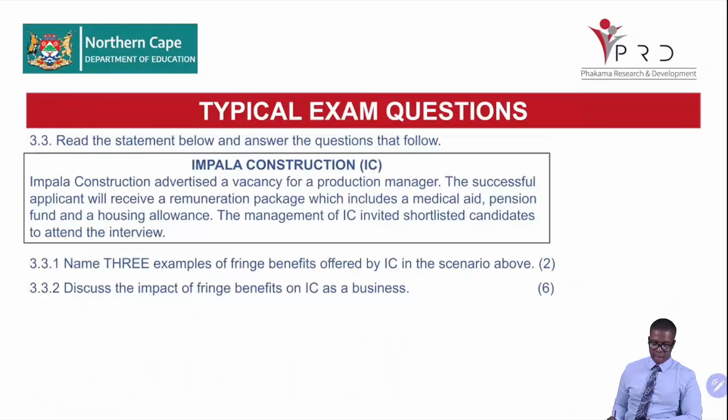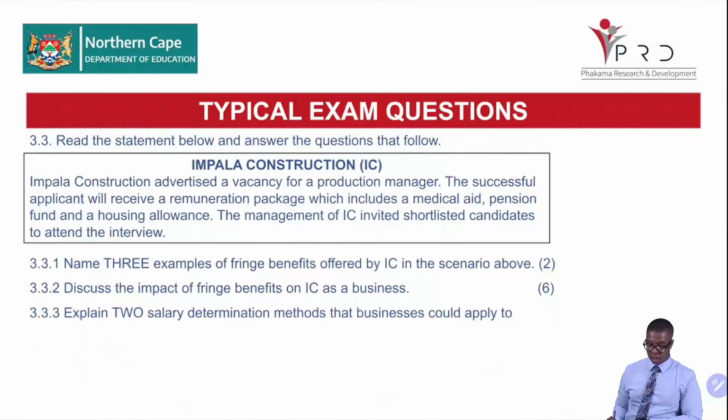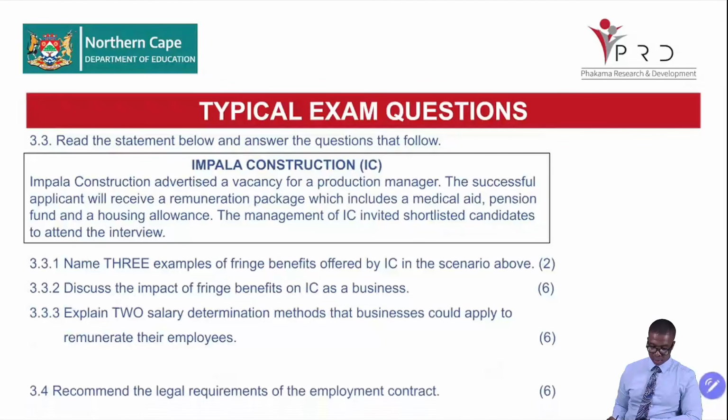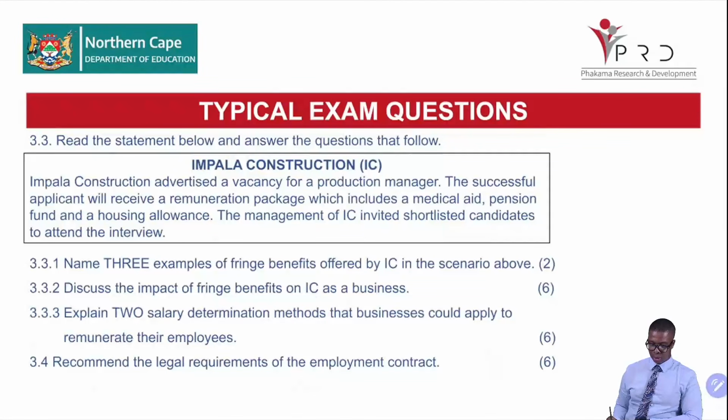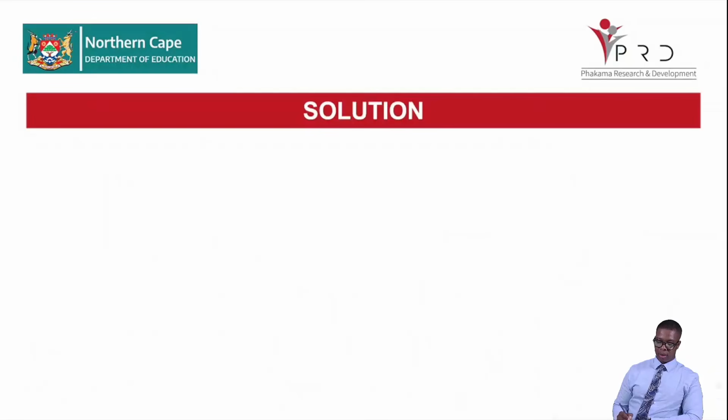Now, name 3 examples of fringe benefits offered by IC in the scenario above. Discuss the impact of fringe benefits to IC as a business. Then explain 2 salary determination methods that the business could apply to remunerate their employees. Then recommend the legal requirements of the employment contract. Now let's look into it.